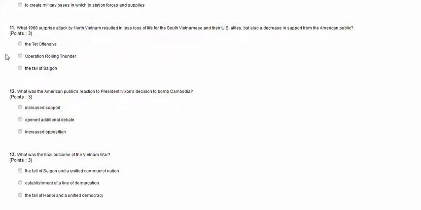Number 11. What 1968 surprise attack by North Vietnam resulted in less loss of life for South Vietnamese and their U.S. allies, but also a decrease in the support from the American public? Was it the Tet Offensive, Operation Rolling Thunder, or the fall of Saigon? Number 12, what was the American public's reaction to President Nixon's decision to bomb Cambodia? Was it increased support, opened additional debate, or increased opposition?